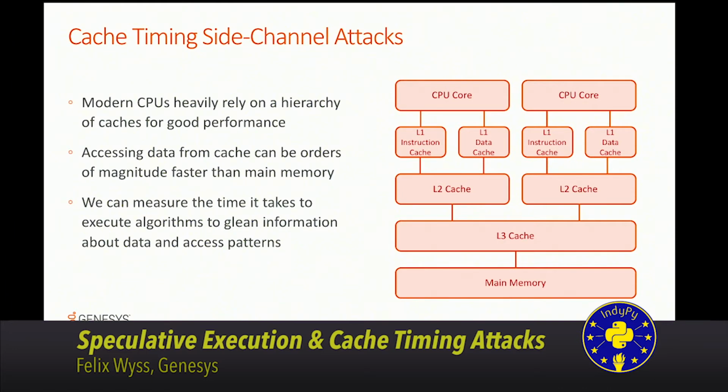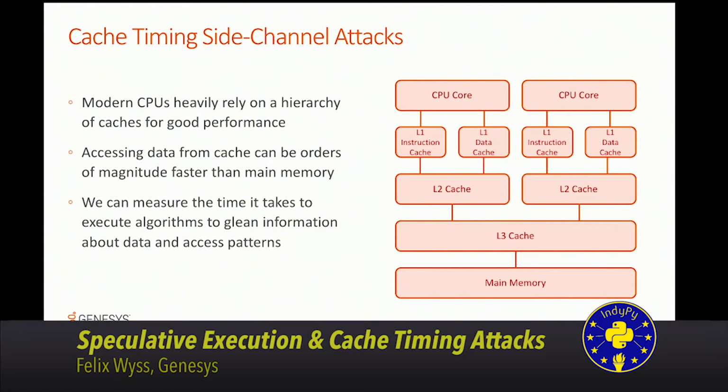So what are cache timing side channel attacks? Modern CPUs very heavily rely on a hierarchy of caches, as I'm sure many of you know, and accessing memory that's in the cache is much, much faster. It's orders of magnitude faster than if it's in main memory.